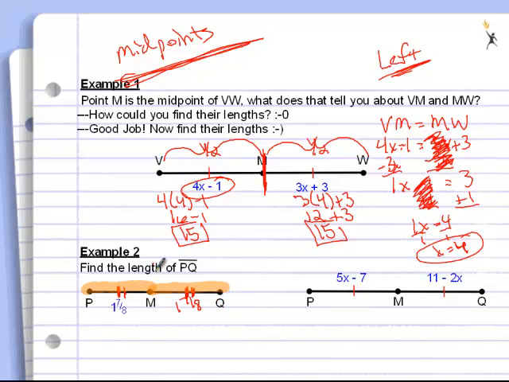Now I'm told to find the total distance. Well, that's like the segment addition postulate. So I can say that PM plus MQ equals PQ. And that's going to help me solve for PQ. Well, PM is 1 7/8. MQ is 1 7/8. And now I should be able to find out what PQ is. It's 2 14/8.